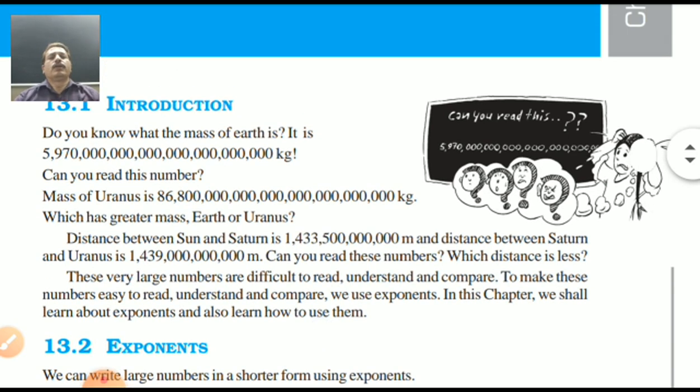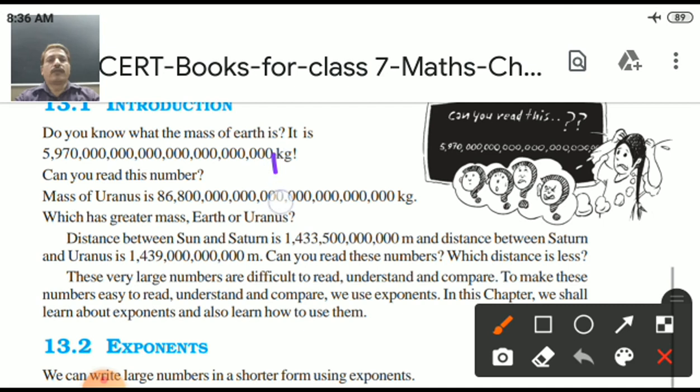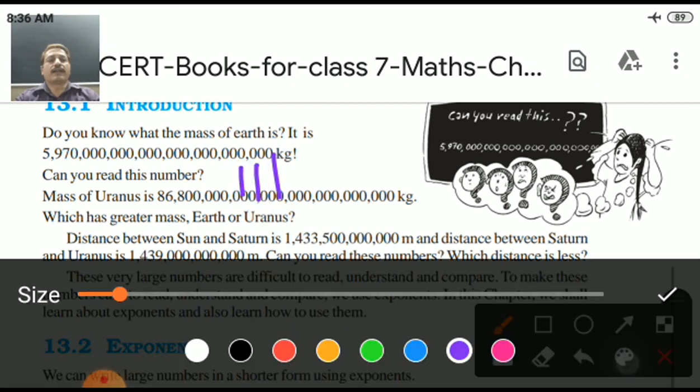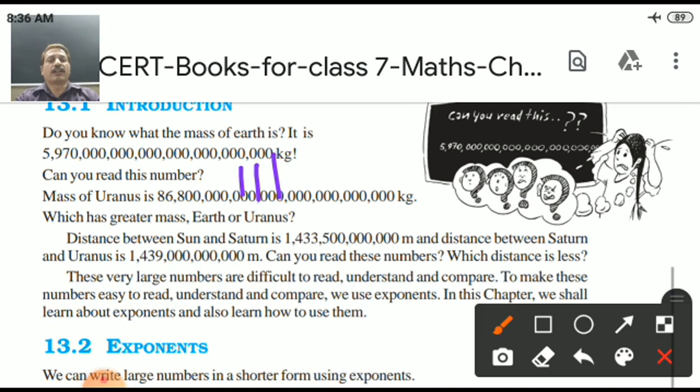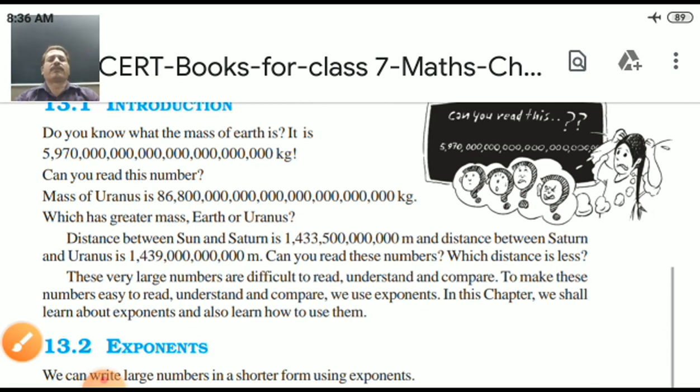See, do you know what is the mass of Earth is? Do you know what is the meaning of mass? Mass means weight of the Earth where we are living. Yes, it is this much figure kilogram. Can you read this number? If we start from the right side, ones, tens, 100, 1000, etc., we cannot say correctly. Isn't it? We had the limitations of numbers and it's too big to write.